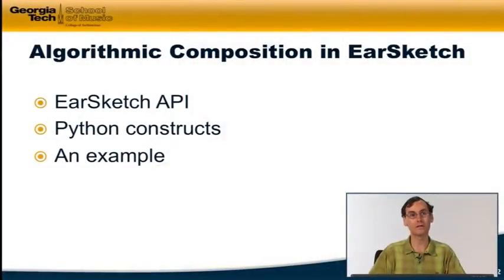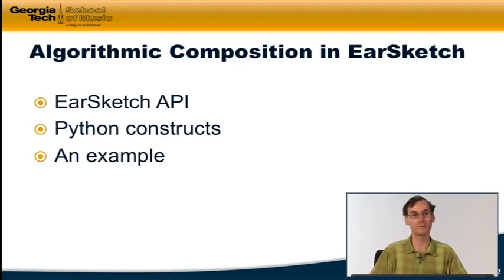So now that we understand the basics of algorithmic composition, I want to look at how we actually do this in EarSketch. We're going to look at this in a kind of broad way in this video, and we'll delve into some of the API functions in much more detail in the coming videos. And towards the end of the module, we'll talk about some general strategies for algorithmic composition and implement them in EarSketch.